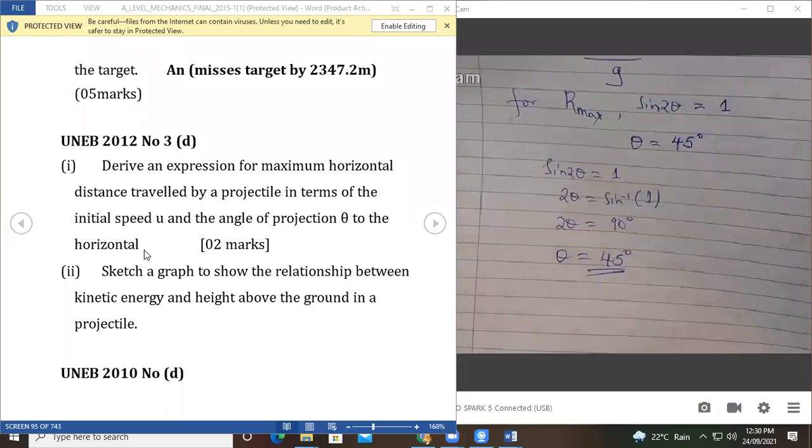Are we together? Roman 2, they're saying sketch a graph to show the relationship between kinetic energy and height above the ground in a projectile. So members, what do they want you to sketch here? Is there some relationship?